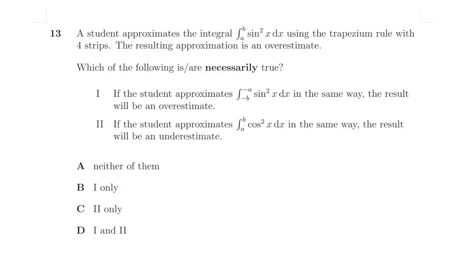Okay, question 13. A student approximates the integral from a to b of sine squared x dx using the trapezium rule with 4 strips. The resulting approximation is an overestimate. Which of the following is or are necessarily true? Statement 1: If the student approximates the integral from negative b to negative a of sine squared x dx in the same way, the result will be an overestimate. Okay, let's have a think of this statement 1 first.